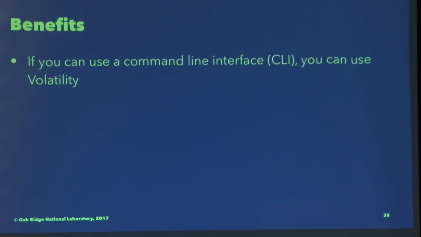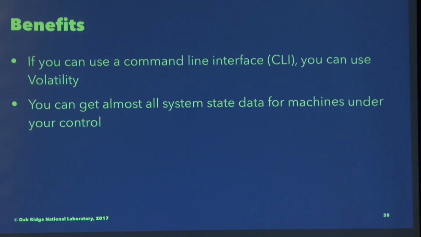So some of the benefits: if you can use a CLI, you can use Volatility. You don't have to be a programmer to use it. If you want to extend it with plugins, it's just Python. It's very straightforward. You can get almost all system state from machines under your control. This is the big thing I like to hit home: no matter what agents or third-party stuff you deploy in your network, with something like this, if you write wrappers around it, you can basically get all of the data about the machine at that particular point in time.